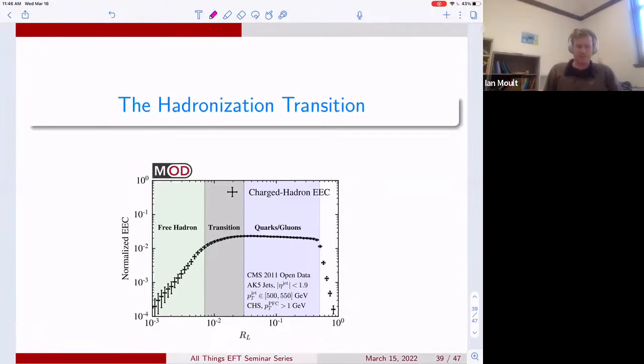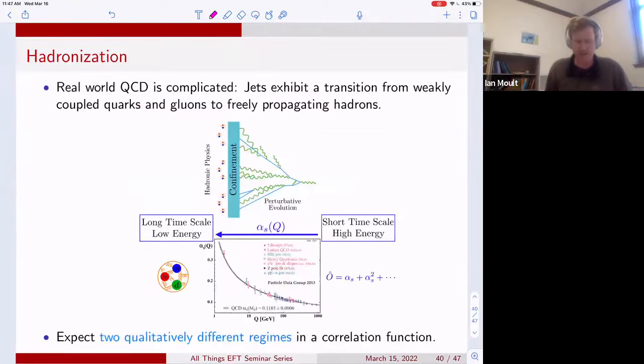Okay, so now just very briefly, as I go to the end, I just want to highlight two other interesting things which one can do with these correlators. The first is to at least experimentally study and see by eye this hadronization transition. As everyone knows, real world QCD is extremely complicated, and in particular, it's not a conformal field theory. And so at some scale, which is shown here, jets exhibit a transition from weakly coupled quarks and gluons, where one can perform these first principles calculations, to these freely propagating hadrons.